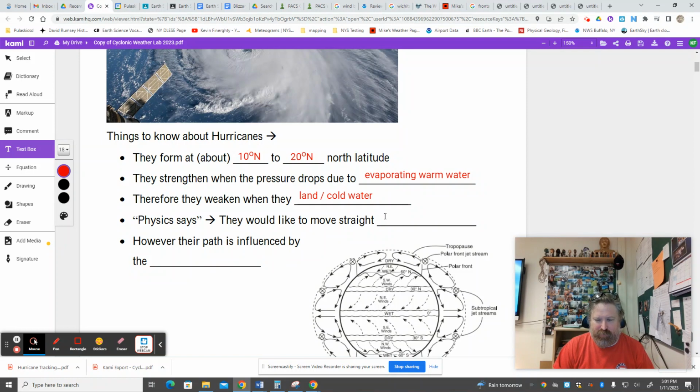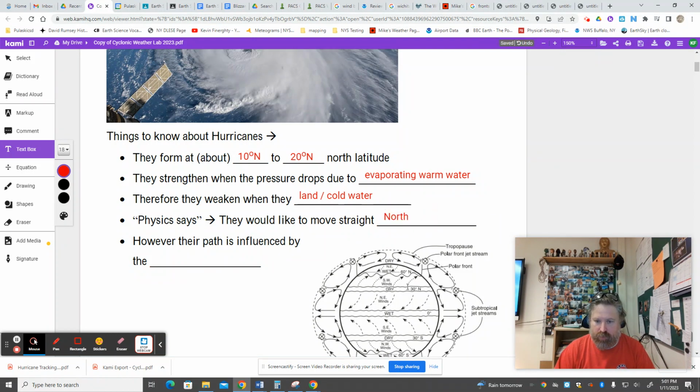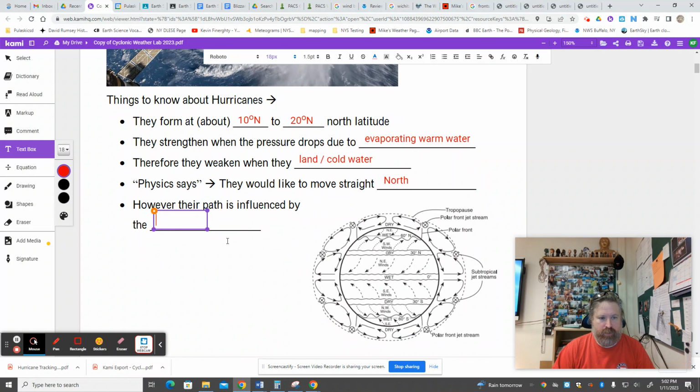Physics says, and I'm going to say that here instead of getting into the complicated end of why this really happens, but because of the way that they spin and the way that our planet spins, they would like to move straight north, right? So if they form somewhere between 10 and 20, say underneath my cursor right here, they would like to go straight towards the pole. However, their path is influenced by the wind belts.